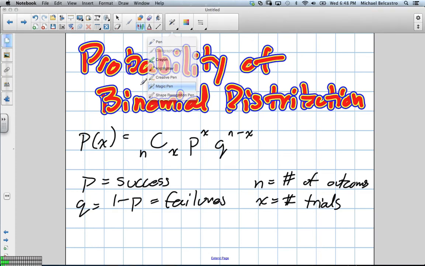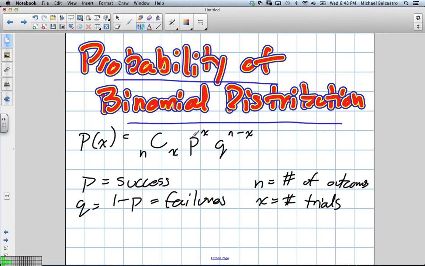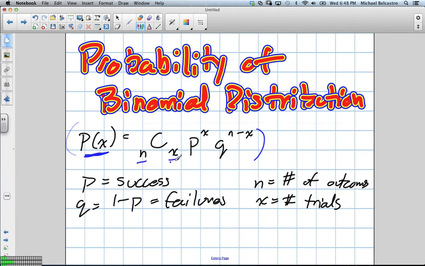Okay, probability of binomial distribution. So they've given you this formula here. It's very large. It says the probability of said event is n choose x, so essentially our number of outcomes and successful outcomes or successful trials. That's what our n and x stand for. P stands for success, and then we put it to the power of how many successful trials in a row we need to get. And Q stands for 1 minus P, or failures.